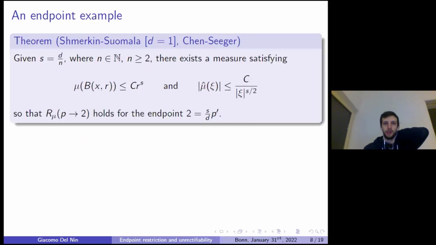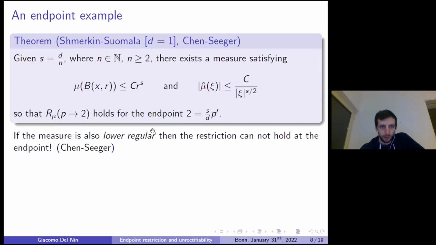A case where there is existence of a measure mu of dimension S, which is, say, upper S regular, for certain values of S that are basically sub-multiples of the ambient dimension, and for which the extremal endpoint restriction holds. So there are these examples due to Shmerkin and Suomala and Chen-Seeger that show that at least there are some examples of measures that satisfy this endpoint restriction.